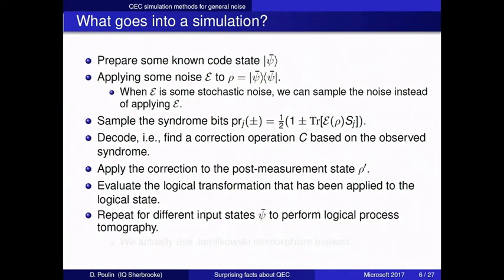You could repeat this several times, or in fact, we do something slightly more clever. What we do is we start with this encoded state initially entangled with an external reference. So by running this just once, we know exactly what was the channel that has been applied to the logical qubit. Okay? So this just gives you complete access to what logical transformation has been applied to the logically encoded qubit.